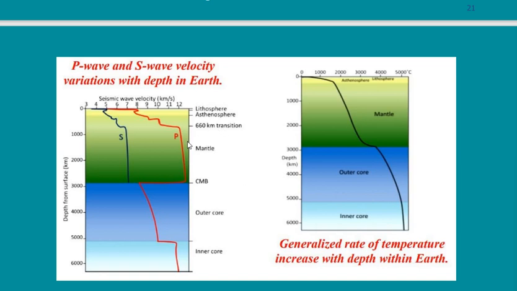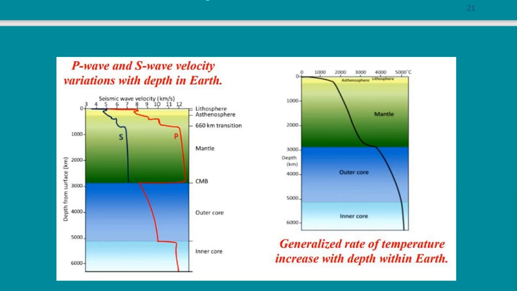So what is important is that the P wave velocity is higher. Another important thing is that the S wave does not penetrate liquid. So it ended at the CMB. It did not penetrate because it is a shear wave. Water does not have any shear resistance.